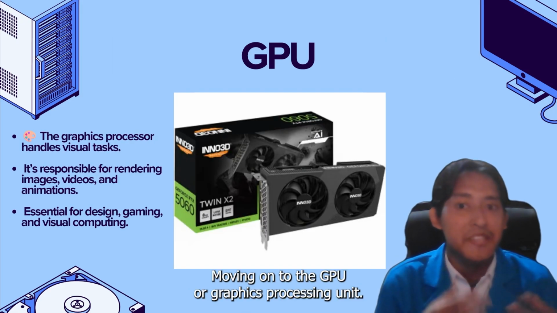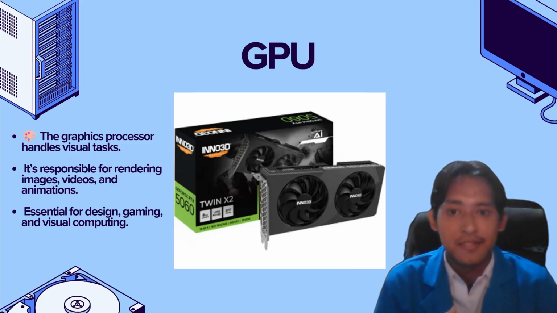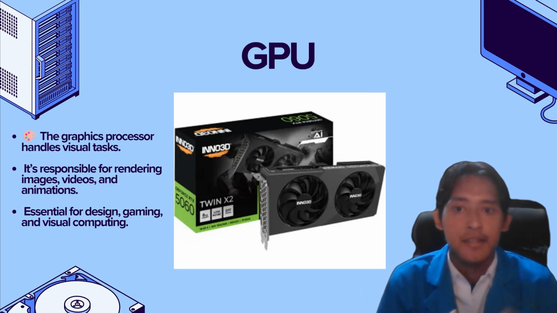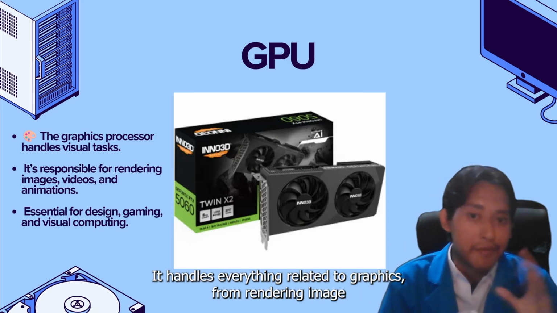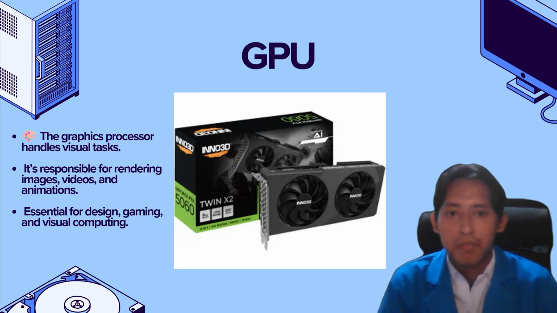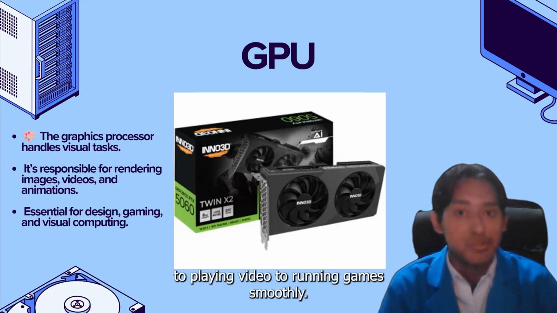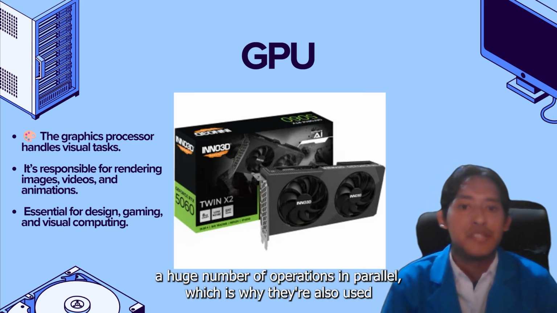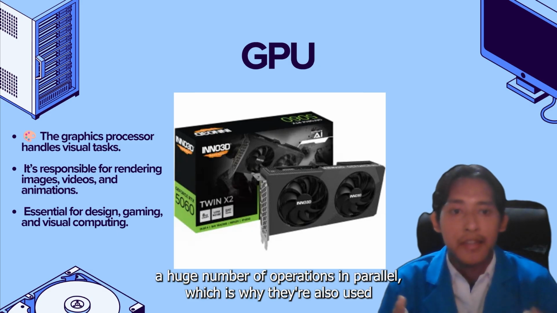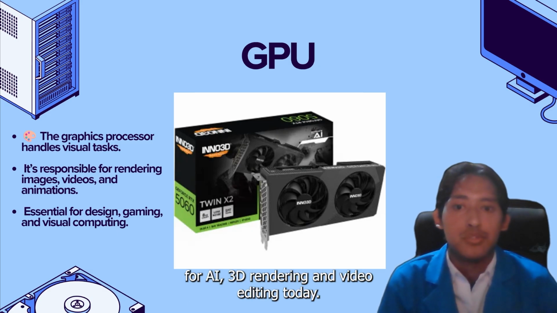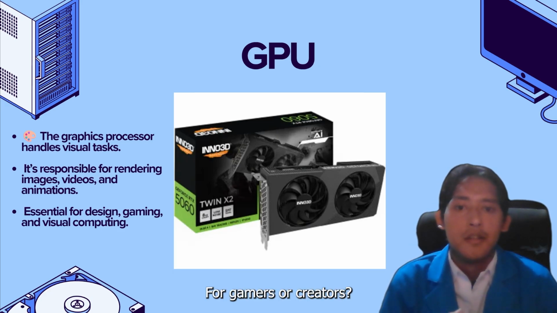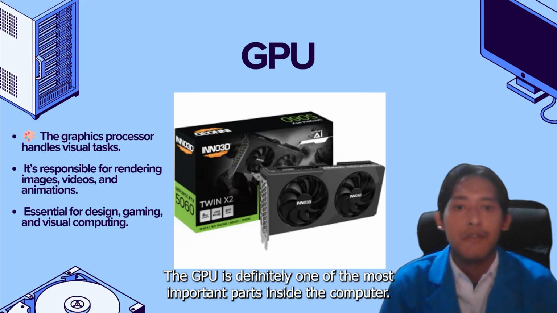Moving on to the GPU, or Graphics Processing Unit. If the CPU is the brain, then the GPU is like the visual artist. It handles everything related to graphics, from rendering images, to playing video, to running games smoothly. GPUs are built to process a huge number of operations in parallel, which is why they are also used for AI, 3D rendering, and video editing today. For gamers or creators, the GPU is definitely one of the most important parts inside the computer.